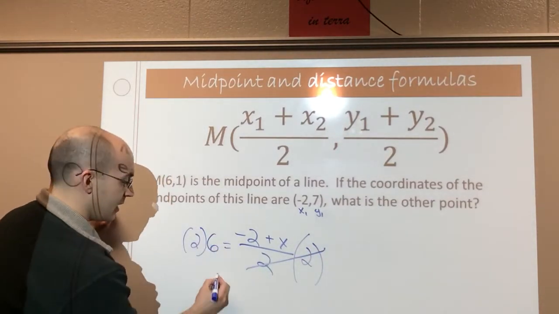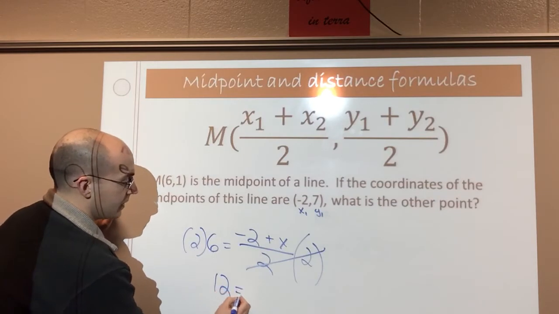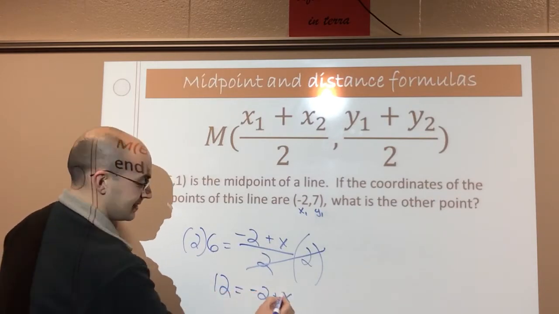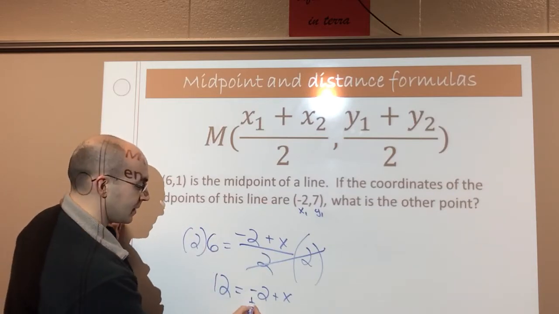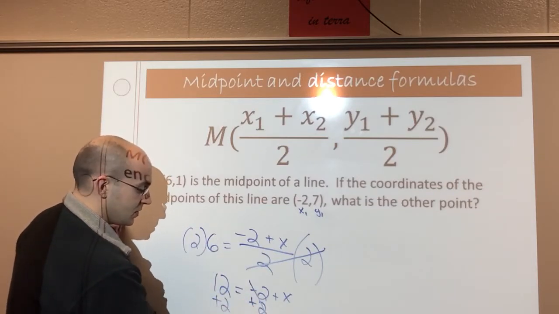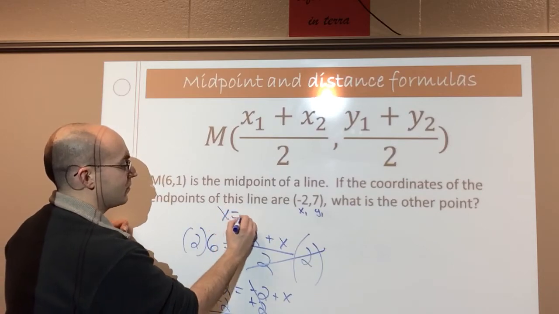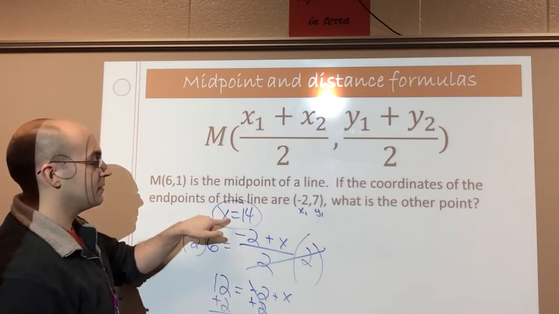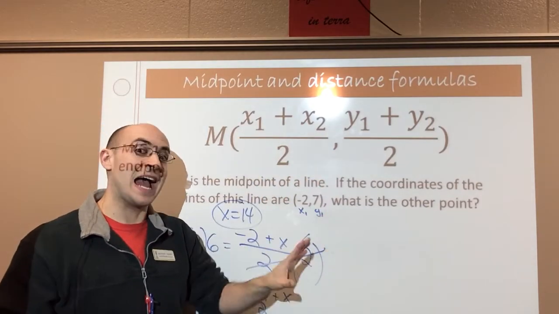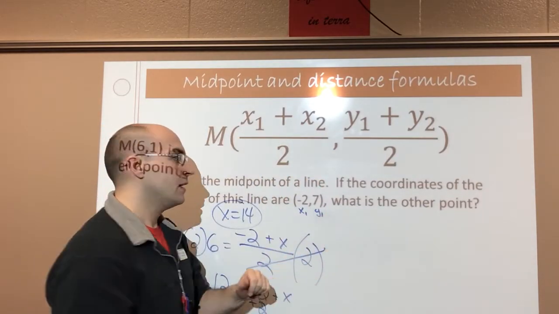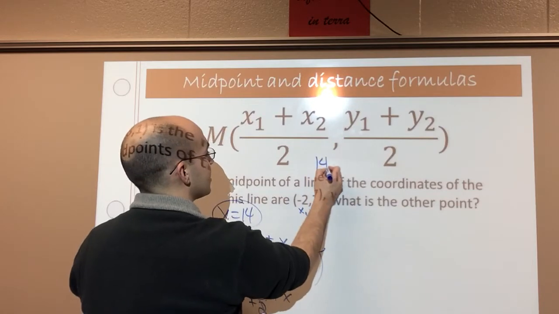Okay, now I'm going to rewrite the equation. So it's 12 on this side is going to equal negative 2 plus x. Very simple now. It's a one-step equation. You might not be able to see it, but I'm going to do it here anyway. Plus 2. I'm left with x is going to be 14. So that's my missing x value here. So that is the start or halfway of our other endpoint. So I know that it has to be 14 comma something.